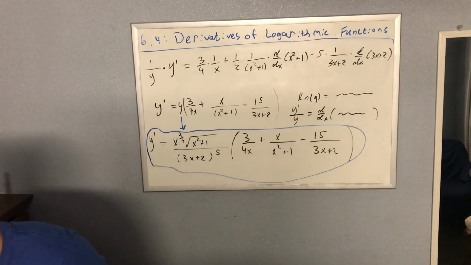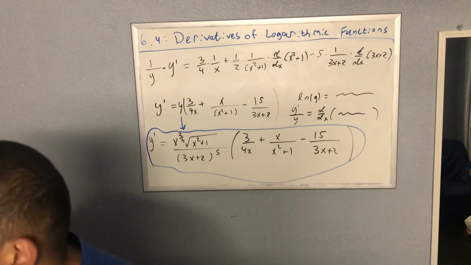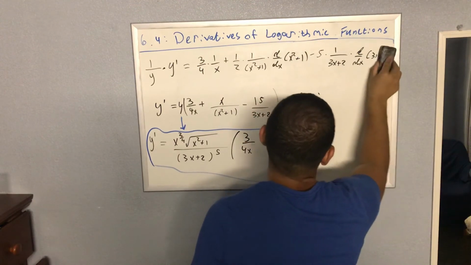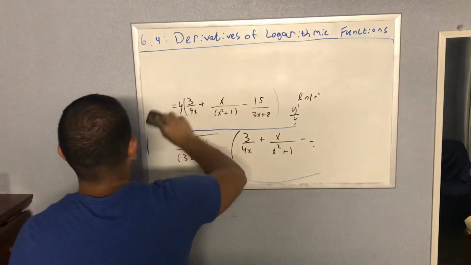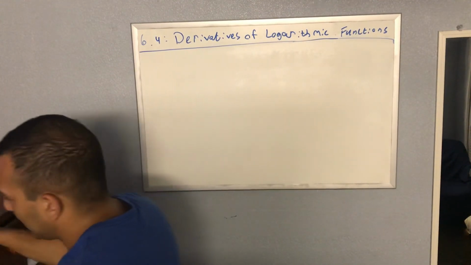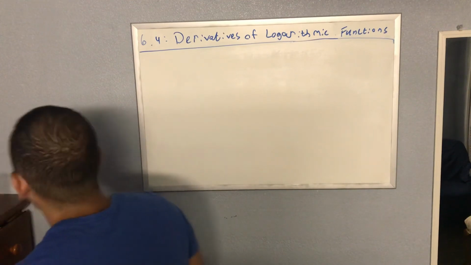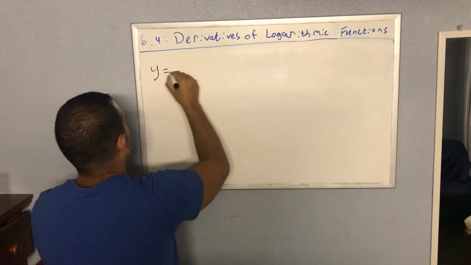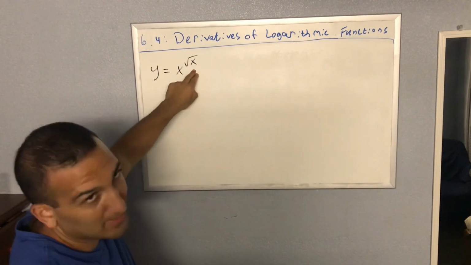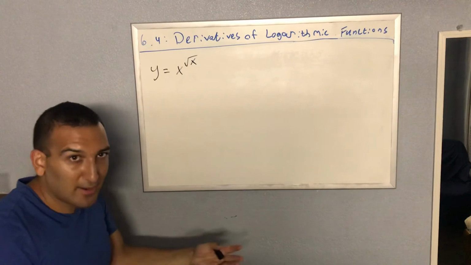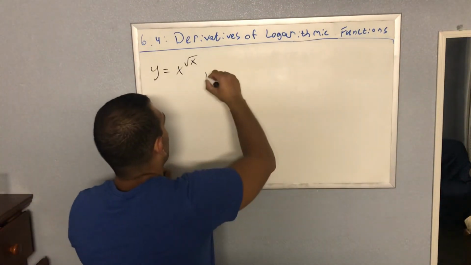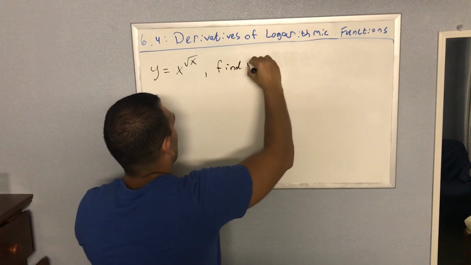Okay, and maybe let's do one more example. A little less lengthy now, thankfully. But still very interesting. This function is wild. So let's say y is x to the root x. So now both the base and the exponent are variables. It's a very, very crazy function. Okay? But we can still find y prime through logarithmic differentiation.